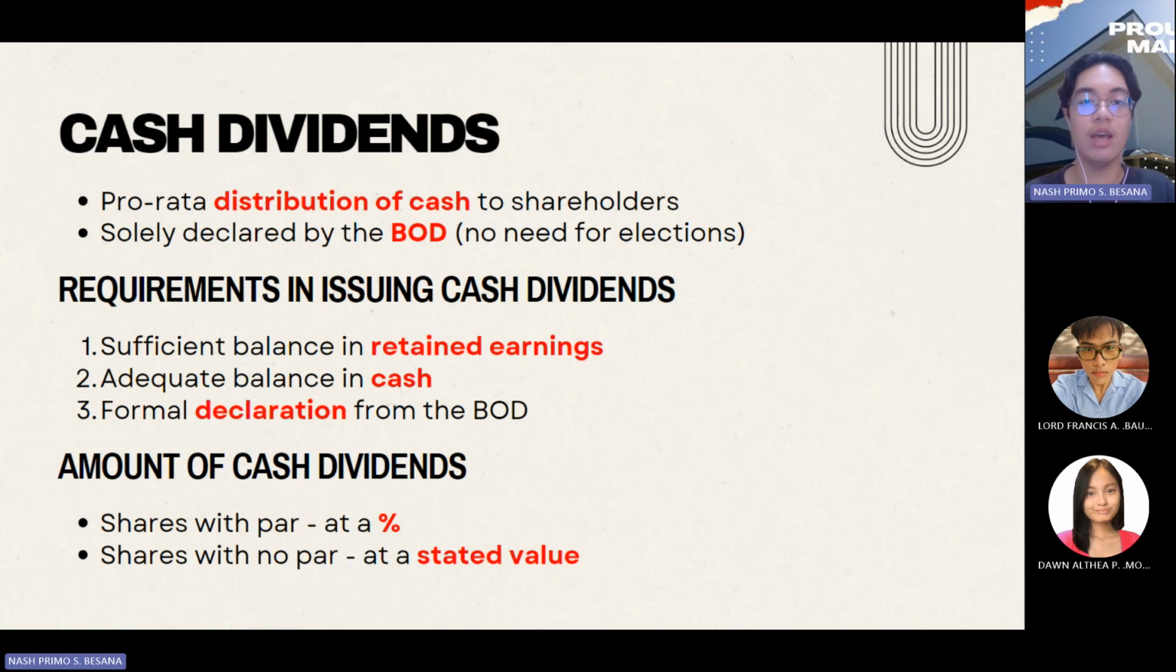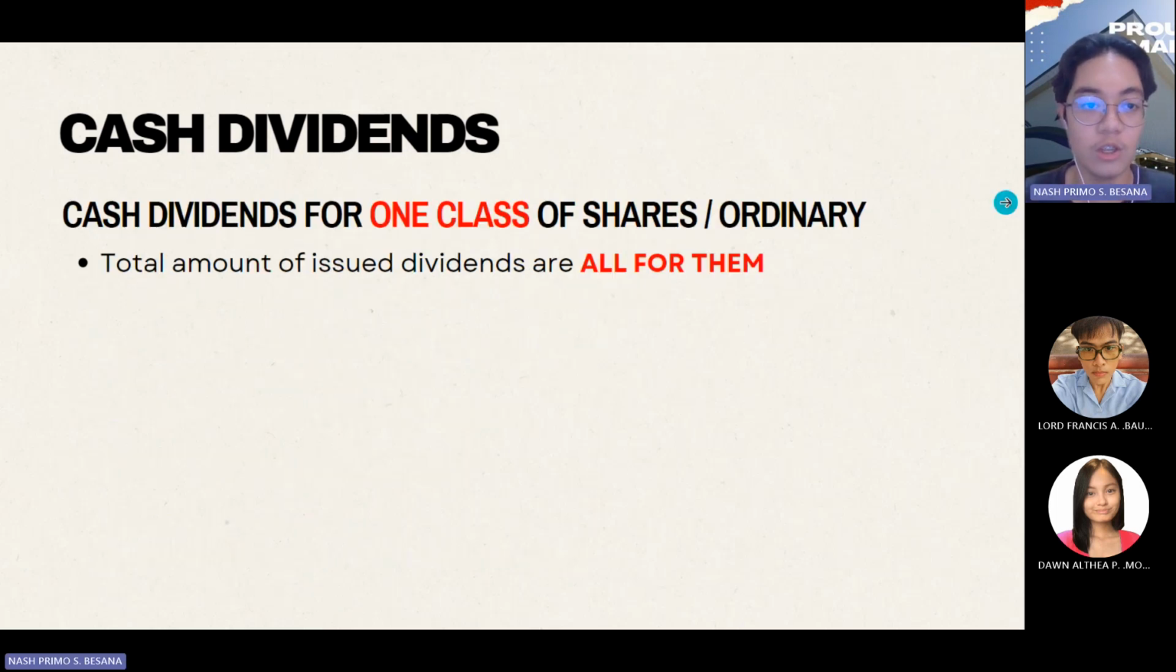And then how do we compute the amount of cash dividends to be received? When the shares you hold have par value, most likely a percent will be given, for example 10% of the par value, 20% of the par value, or 5% of the par value. And when the shares have no par value, a total amount is given as is, like 500,000 total cash dividends to be distributed to 10,000 shareholders. It is a general amount that is then divided among them. So when the corporation only has one class of shares, which is ordinary shares, whatever amount of dividends is issued all goes to them.